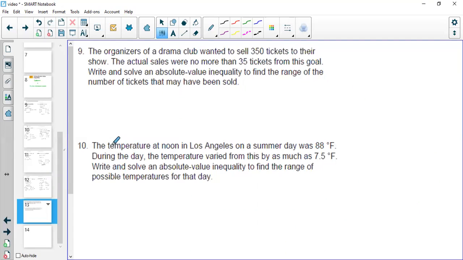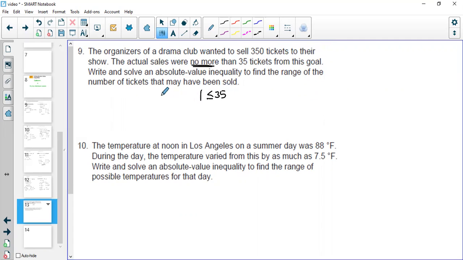So these two inequalities. The organizers of the drama club wanted to sell 350 tickets to their show. The actual sales were no more than 35 tickets from the goal. So no more means it cannot be greater. It needs to be less than or equal to. So let's write. It has to be no more than 35.